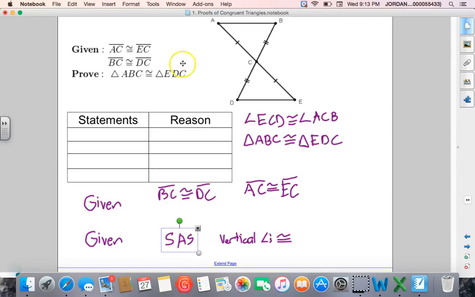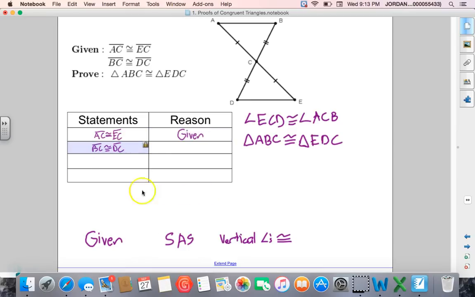Okay, let's do another one. What are we given here? We're given AC is congruent to EC. Sometimes they'll give you things in words, and sometimes they'll give it to you in a picture. Last one, we just had the words, we didn't have the picture. But this one, they give it to us as both. So AC is congruent to EC, that's a given. BC is congruent to DC, and that is also given.